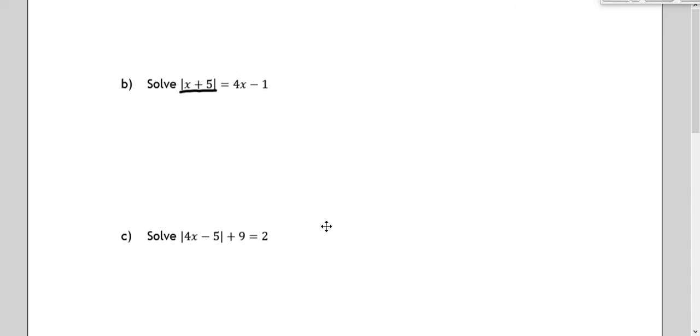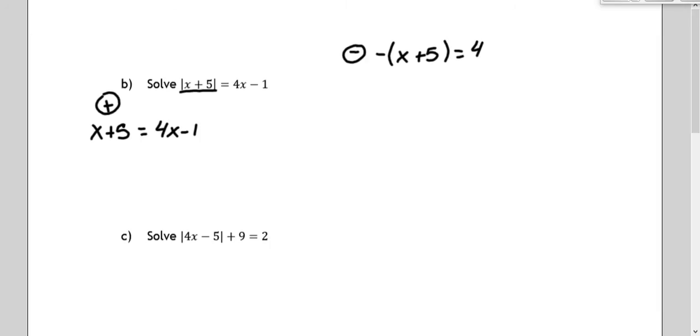So we set up a positive one, and we get x plus 5 is equal to 4x minus 1. And then we'll set up our negative one, over here, a little bit higher. And we get negative x plus 5 is equal to 4x minus 1.